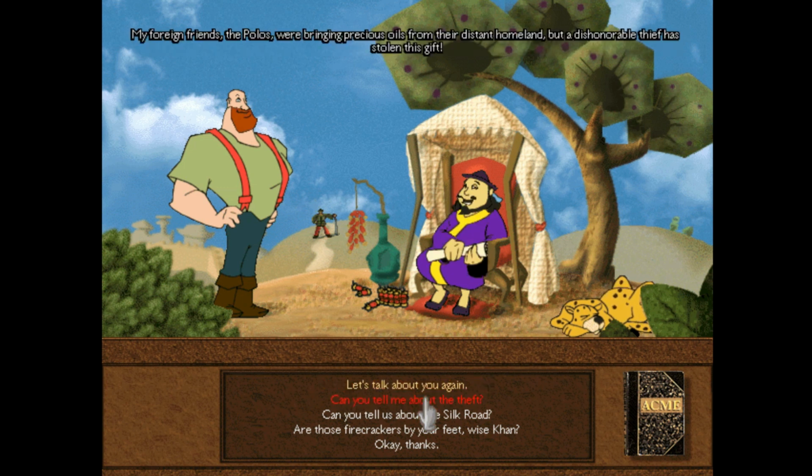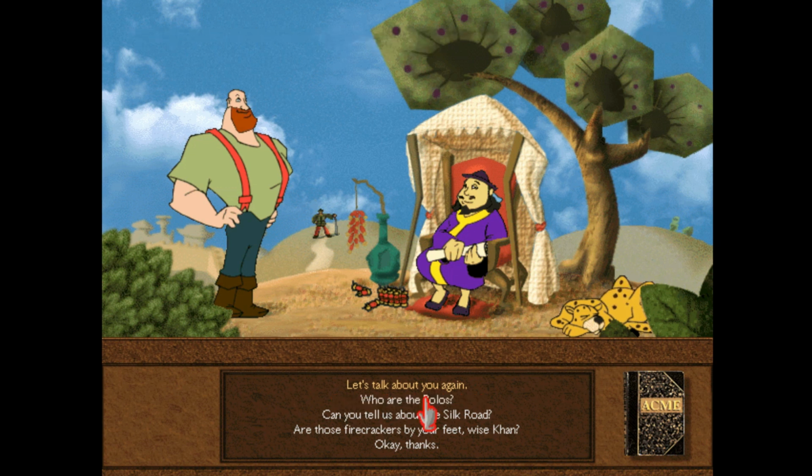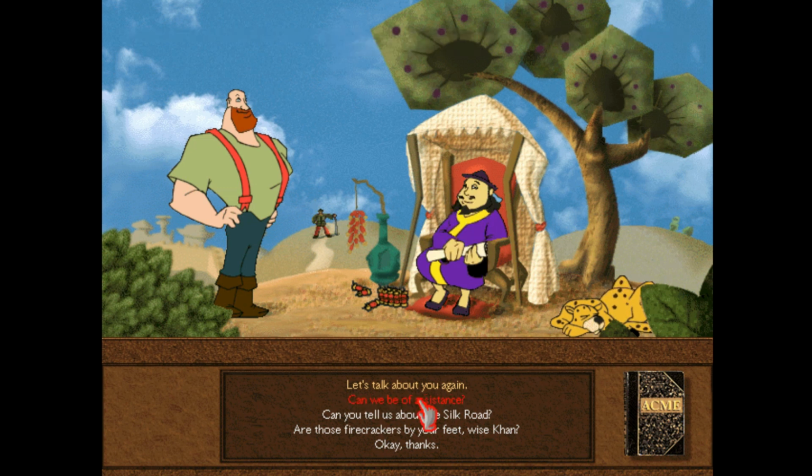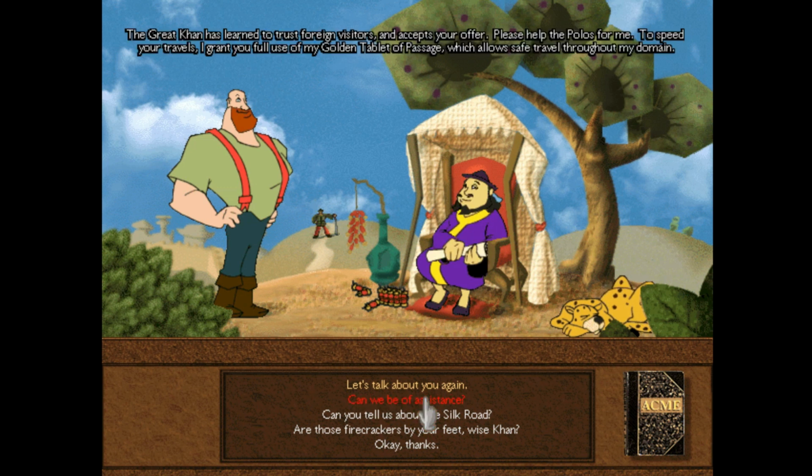My foreign friends, the Polos, were bringing precious oils from their distant homeland, but a dishonorable thief has stolen this gift. The Polos are merchants from a place called Italy, far to the west. They came here years ago and promised to return with gifts from their homeland. The great Khan has learned to trust foreign visitors and accept your offer. Please help the Polos for me. To speed your travels, I grant you full use of my golden tablet of passage, which allows safe travel throughout my domain.